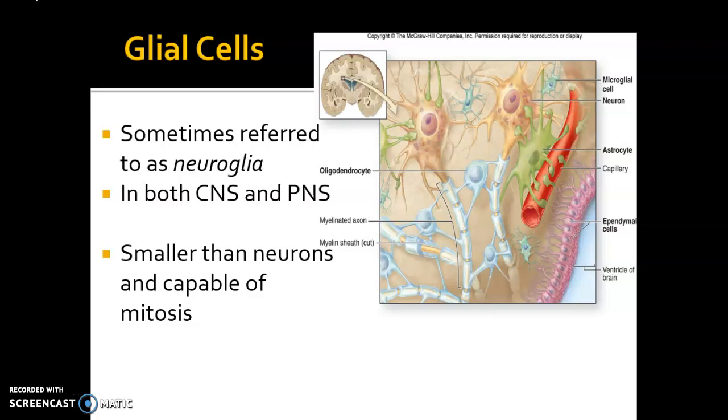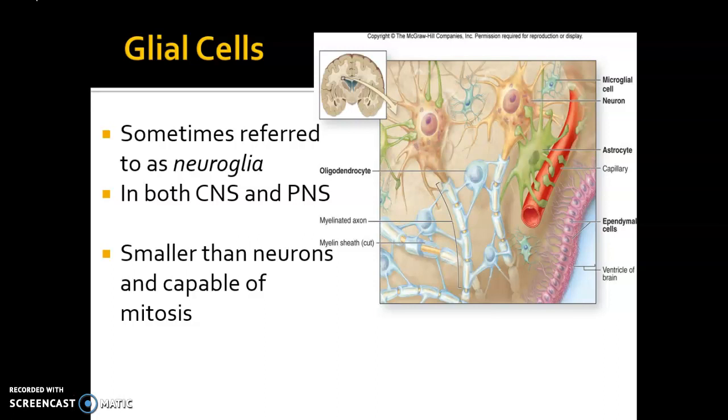Now, glial cells are way smaller than the neurons, and there are very many glial cells. However, we do not have so many neurons, so glial cells outnumber the neurons. Glial cells are also known as neuroglia, and they are found both in the CNS and PNS, so they are part of the central nervous system and also the peripheral nervous system. And then a few other things. They are smaller, obviously. They can divide mitotically, and they cannot be excited.